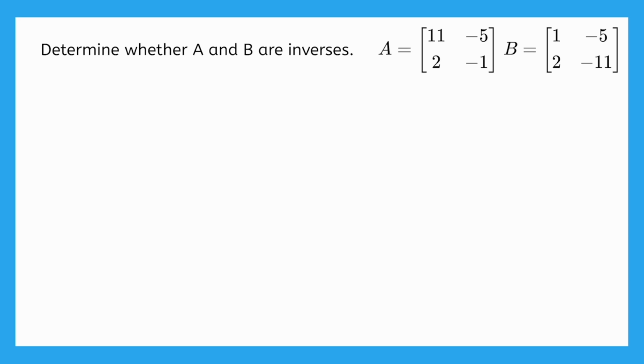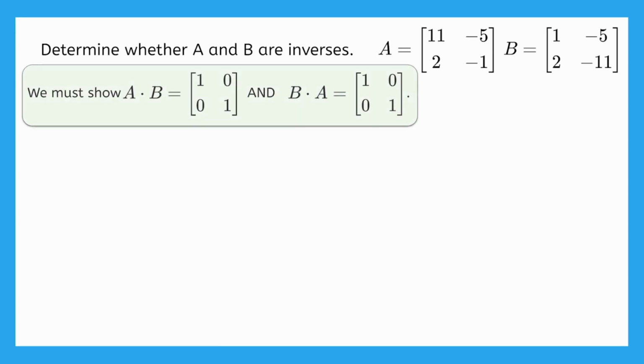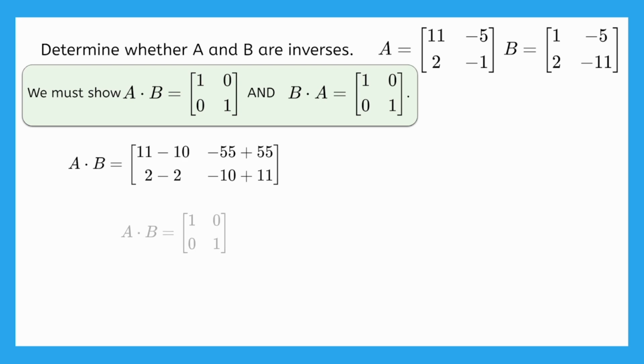Remember that the definition of the inverse of a matrix is that A times its inverse results in the identity matrix. In other words, A times B and B times A must equal the identity matrix. I know I can multiply these two matrices because the number of rows in B matches the number of columns in A. I also know that the resulting matrix will be a 2x2 matrix. I'll start with A times B. A times B gives me 11 minus 10, negative 55 plus 55, 2 minus 2, and negative 10 plus 11, which simplifies to the identity matrix 1, 0, 0, 1.